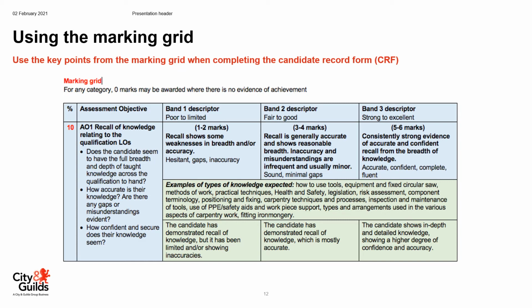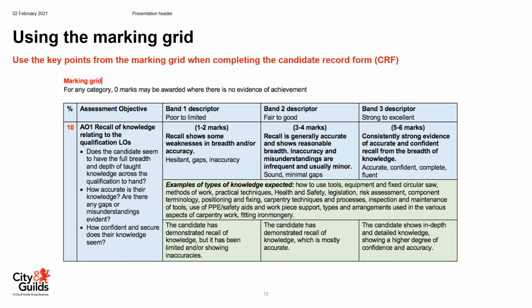It gives you a breakdown of what recall of knowledge is, and under each band descriptor there's guidance on how to complete it. So 1 to 2 marks on the knowledge shows some weakness in the breadth and or some inaccuracies, so they're hesitant, a bit inaccurate at times, and there are gaps in their knowledge.